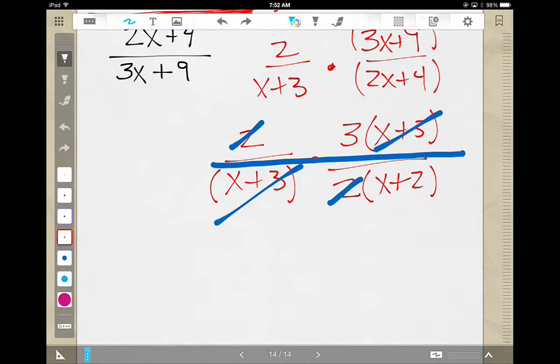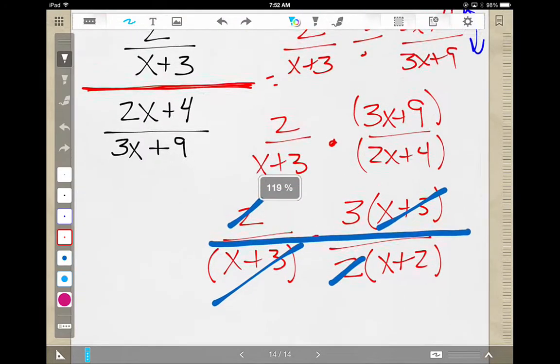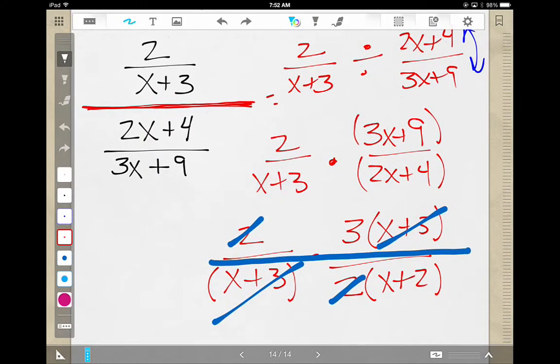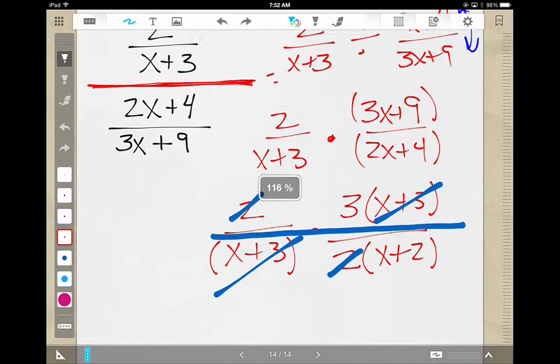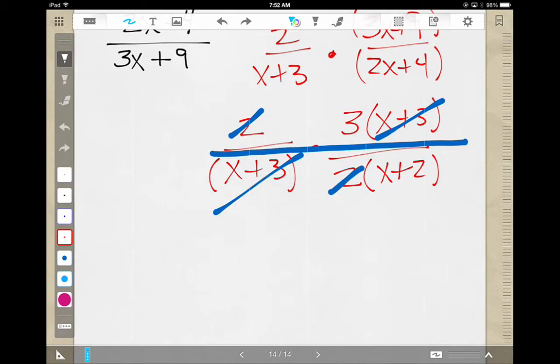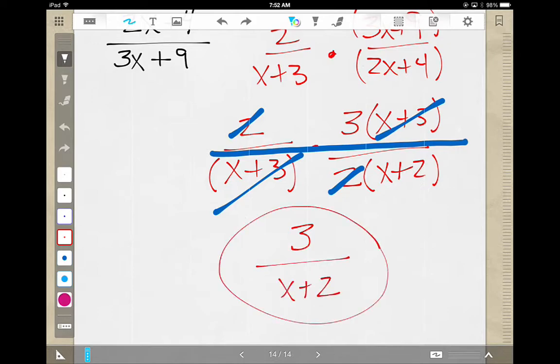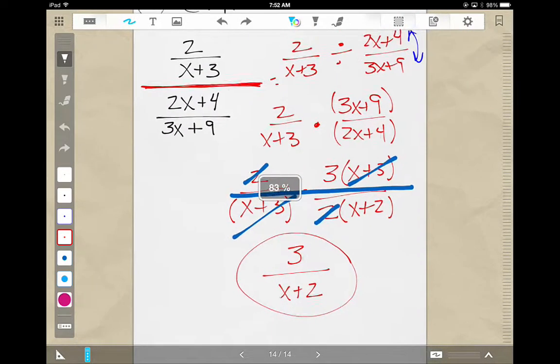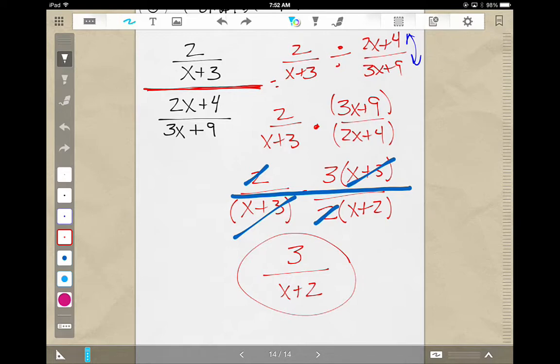So this whole complex fraction that looked very, very nasty at the beginning turned into a division, turned into a multiplication, and then I canceled out my common factors in the numerator and denominator, leaving me just a 3 in the top and an x plus 2 in the bottom. And this is the same exact expression as that complex fraction that we started with up at the top. But it's much simpler to look at it this way. And that's why we simplify.